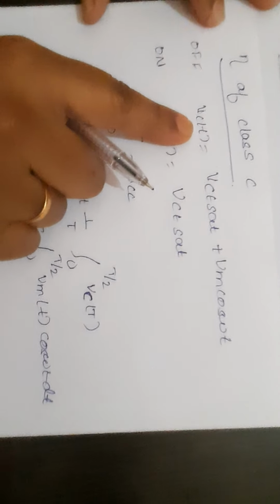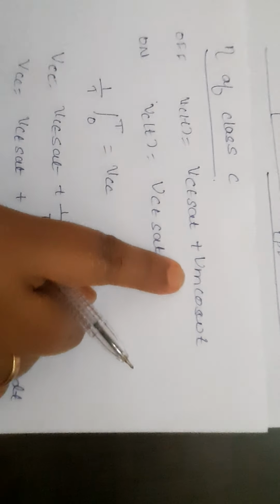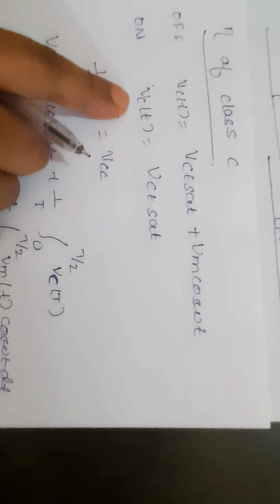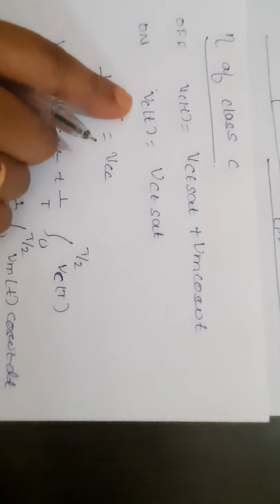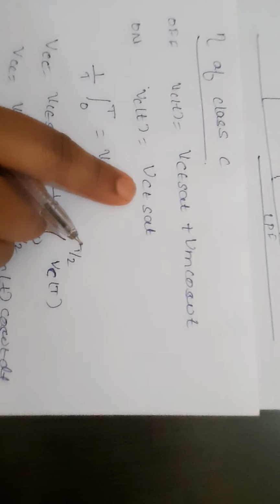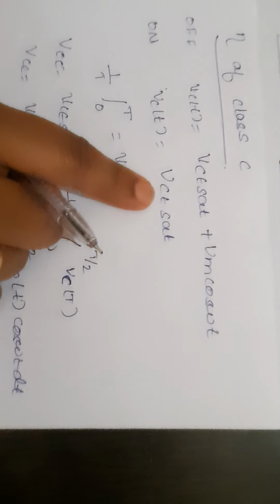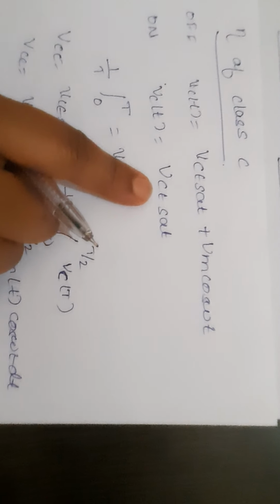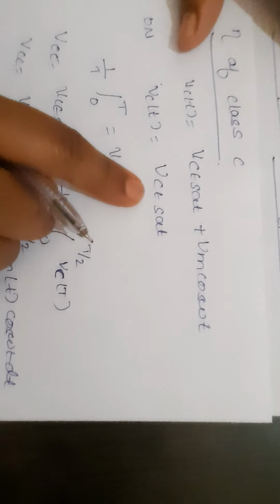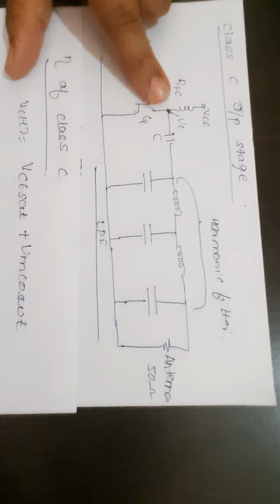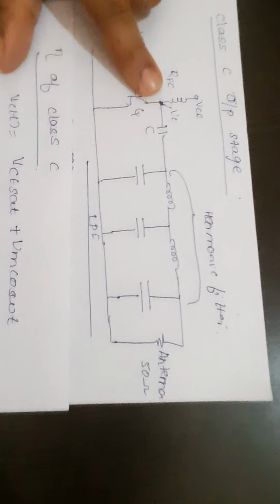VC of T when the transistor is off is VCE sat plus Vm cos omega t, the inductor voltage. When the transistor is on, we have VC saturation. In the Class C amplifier, the time average value of VC of T must be 0, as the DC resistance of the coil used is approximately 0. Hence we can write this expression.